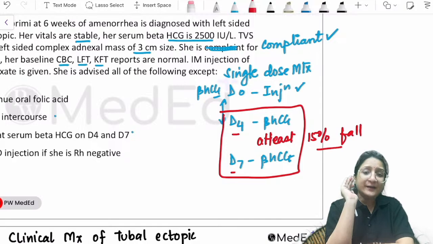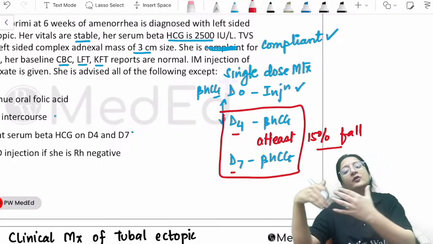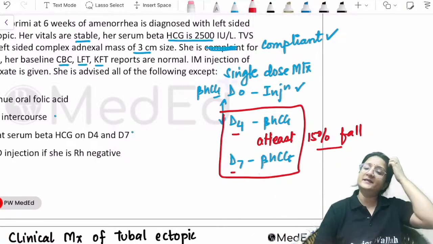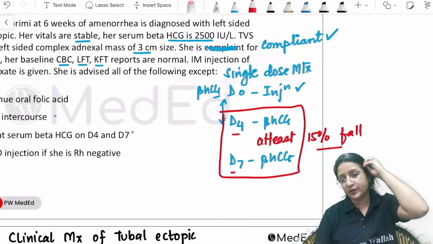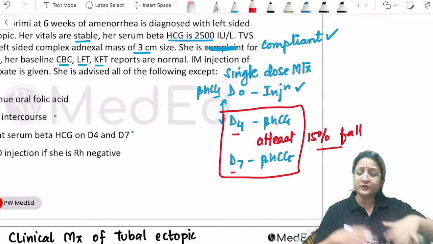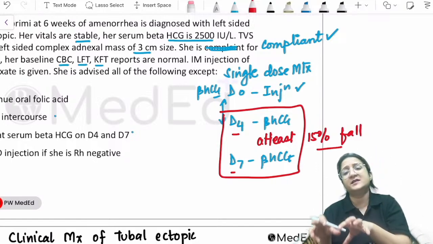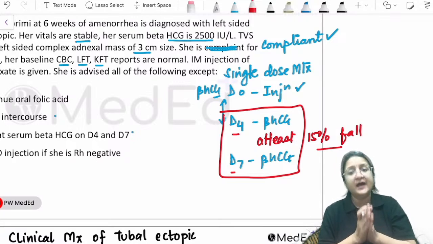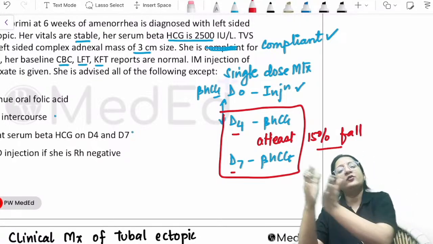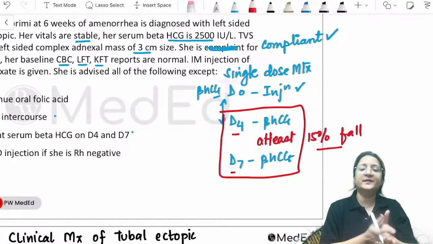If they're falling by 15%, then we keep following up weekly to ensure that the beta HCG levels are falling. If this fall is not there, we may need to repeat the dose of beta HCG. So we ensure that at least a 15% fall is happening. That's why day 4 and day 7 levels are important. If they are falling, continue beta HCG follow-up weekly till levels become normal.